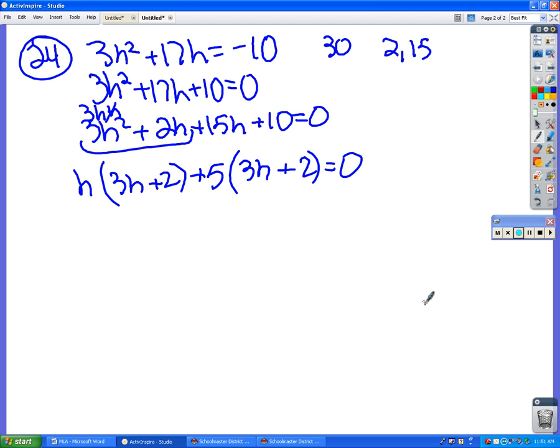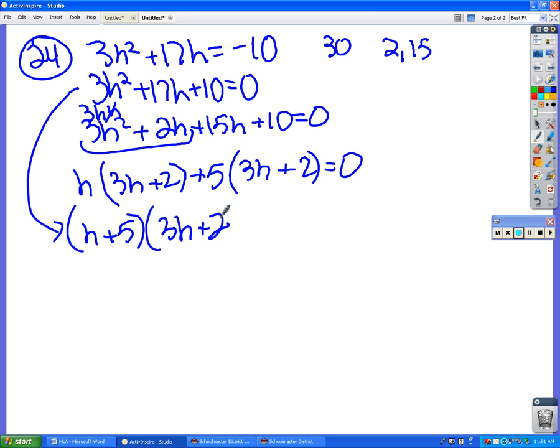3h plus 2, 3h plus 2, both the same in the parentheses. And so that means that this original problem right here factors into h plus 5, because that's the stuff on the outside of the parentheses, times 3h plus 2, because that's the stuff on the inside. Okay? So now I can solve it. Easy answer is h equals -5.